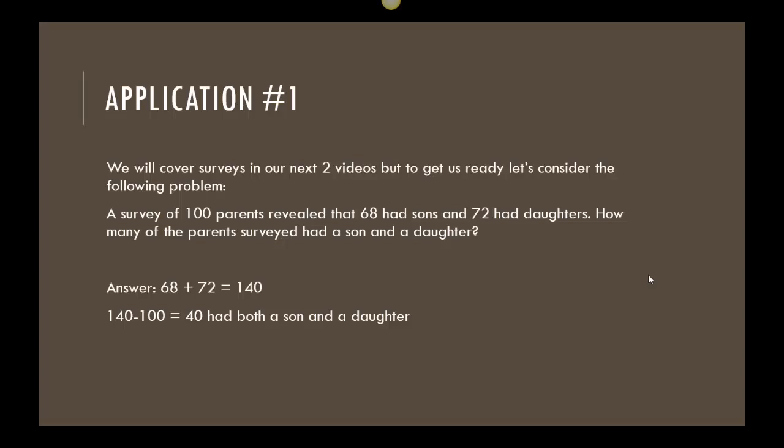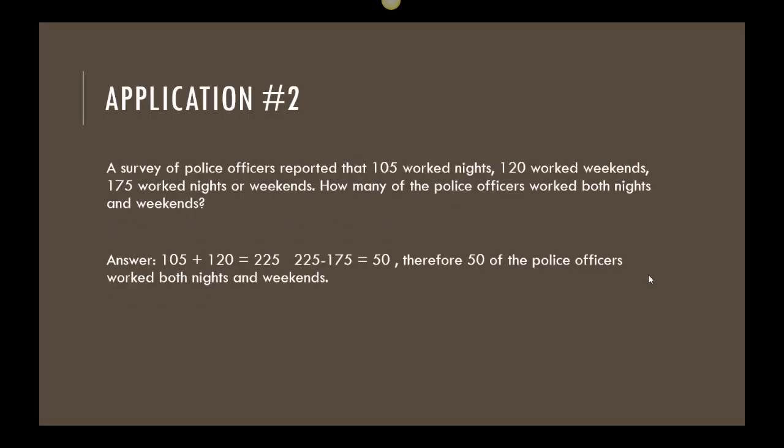Obviously, there has to be some of both here. If there's 100 parents, I can't have 68 that have a son and 72 that have a daughter, because that adds up to too much already. I can say 68 and 72 is 140, so definitely there's some overlap here. And the overlap would be 40. 40 of them would have both a son and a daughter.